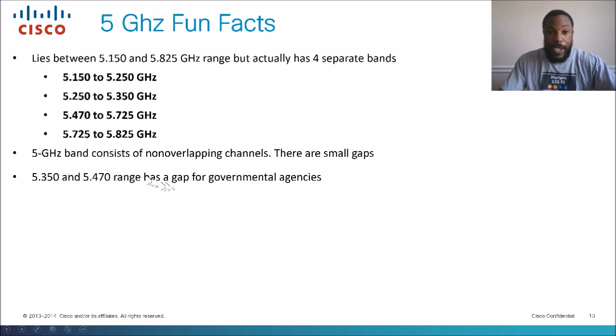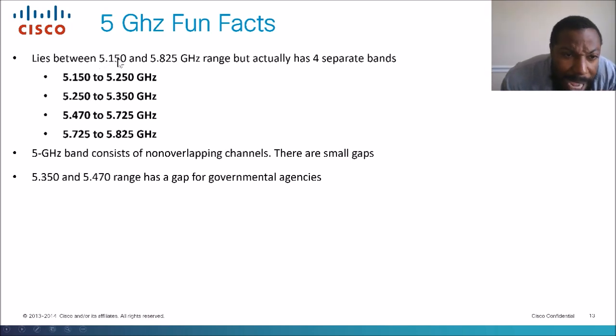Why? Because the 5.35 to 5.70 gigahertz range is a gap for government agencies. They're in the stage of actually trying to use that range. But when it comes to Wi-Fi radios, we don't use that range. It's dedicated for governmental agencies to operate in.